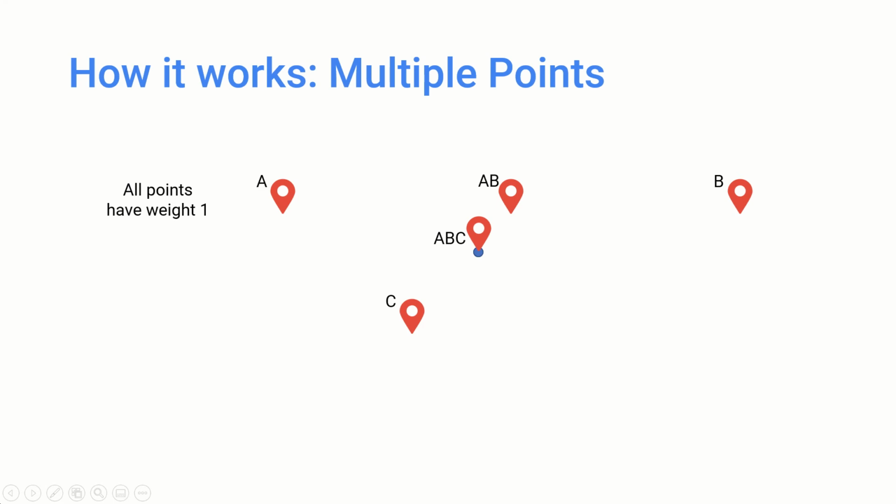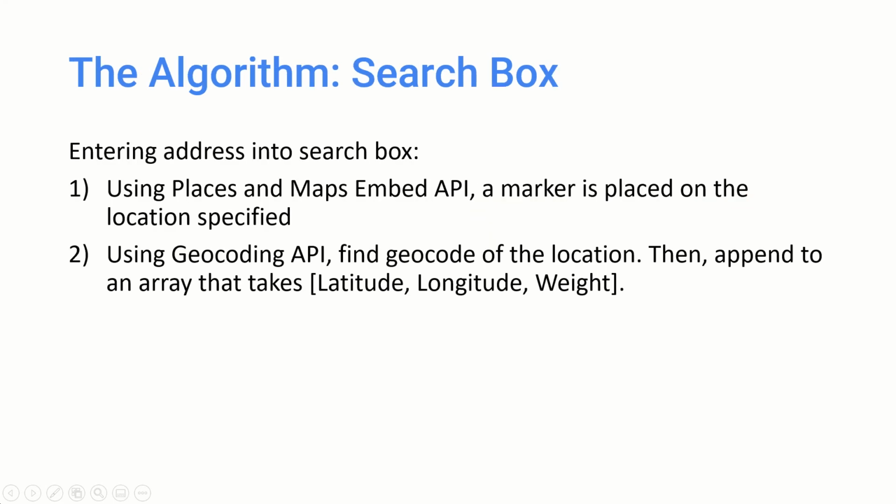Now bringing this idea to the third dimension, that too on a sphere, proved to be challenging. The first thing we needed was a geocode. And here's where our APIs come into play. So entering an address into our search box does 2 things. It uses the Places and Maps Embed API, and a marker is placed on the location specified. And using the Geocoding API, we find the geocode of the location.